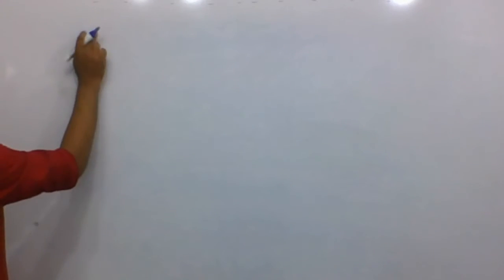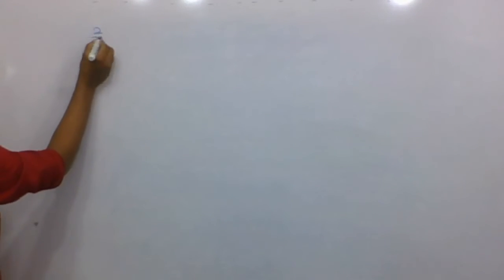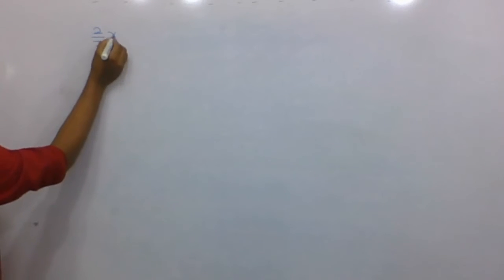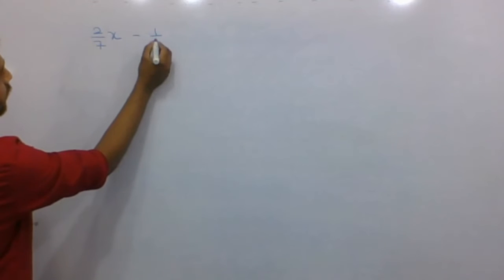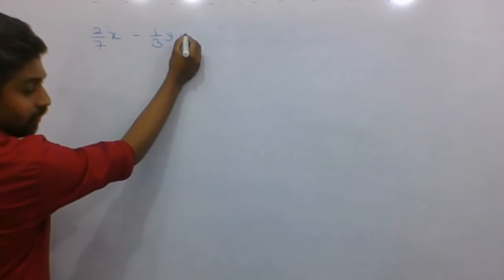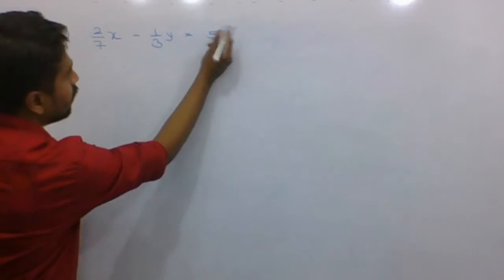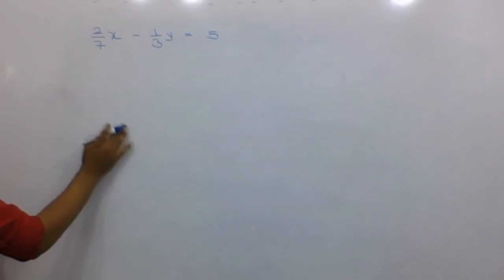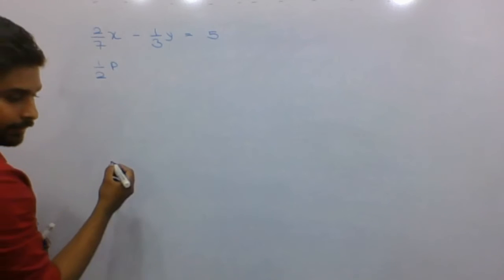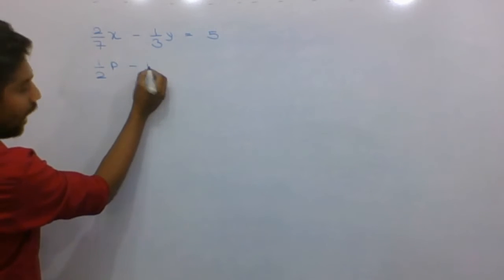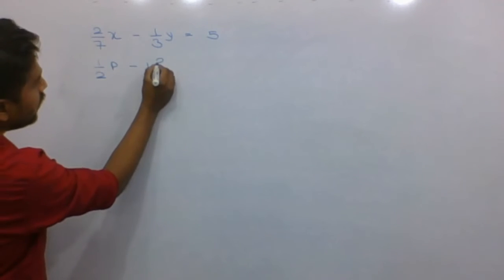2/7x, this is the last example. 2/7x minus 1/3y equal 5. The next one is what? 1/2p, then minus 1 and 2/3.